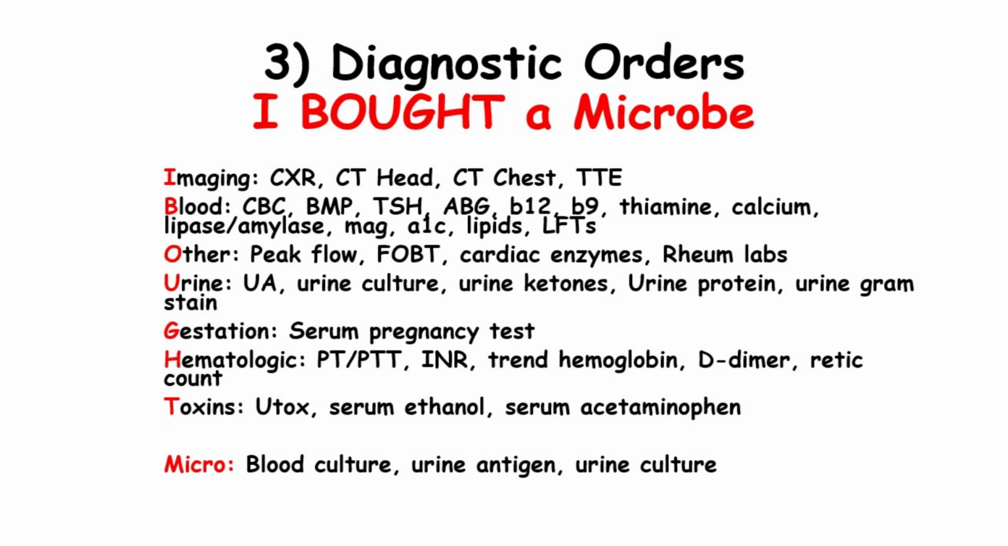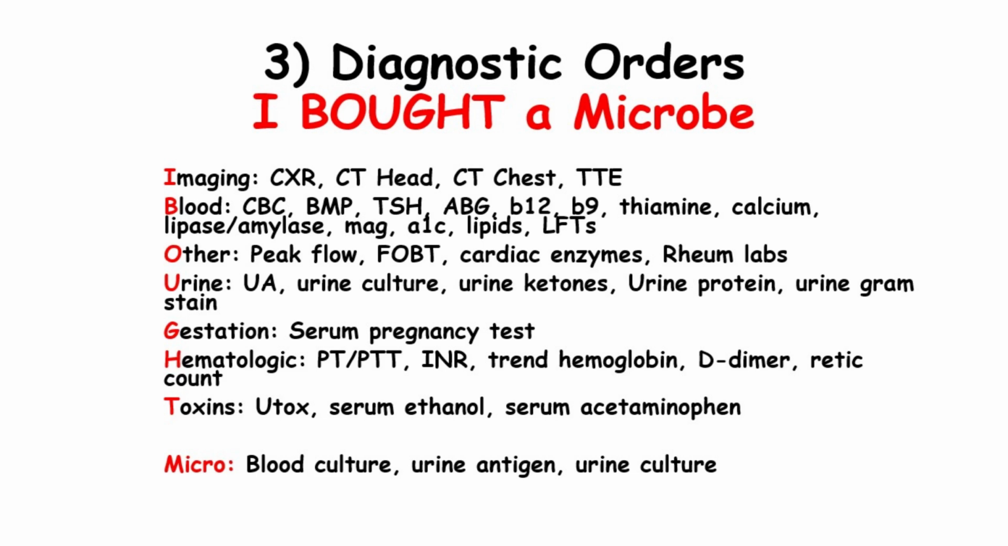U stands for urine, so you'll want to obtain a UA or urinalysis in everyone and consider additional urine tests as well. G stands for gestation. You can get a urine or serum pregnancy test in every female patient of childbearing age. This is super high yield. It's free points. Do not miss this because it can actually ruin scenarios if you don't get the pregnancy test.